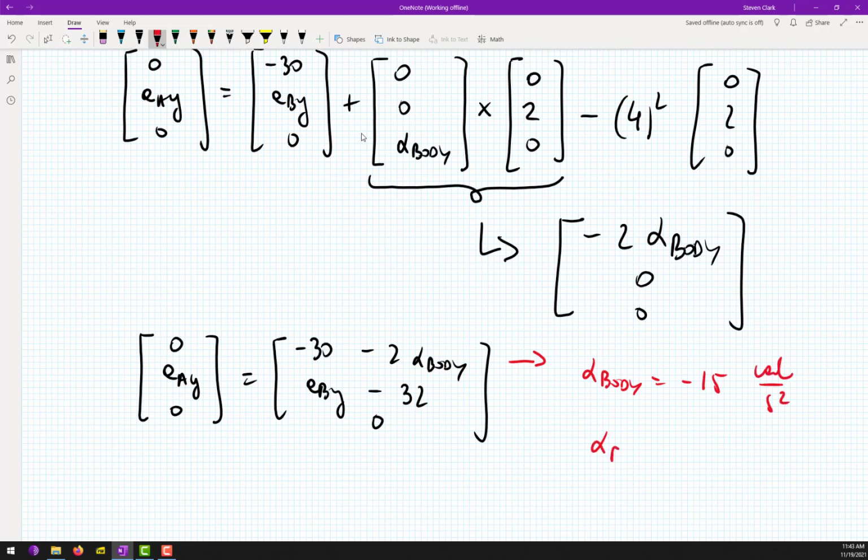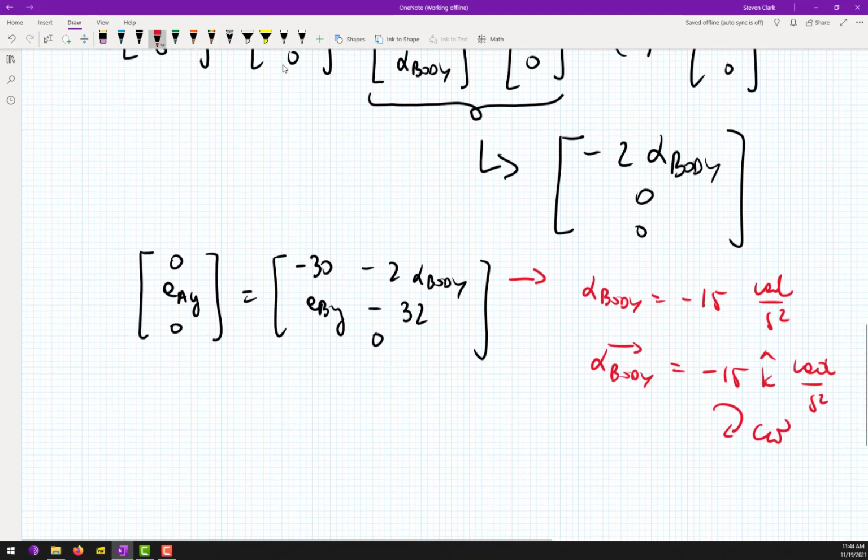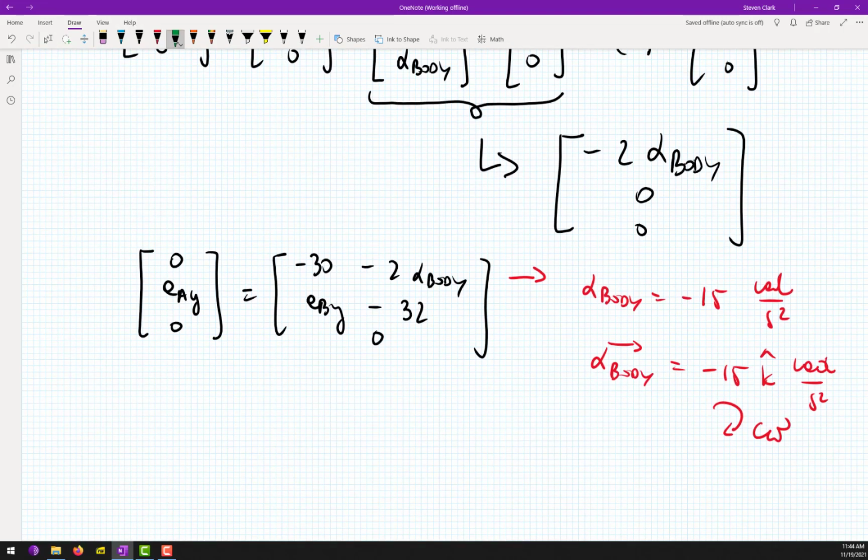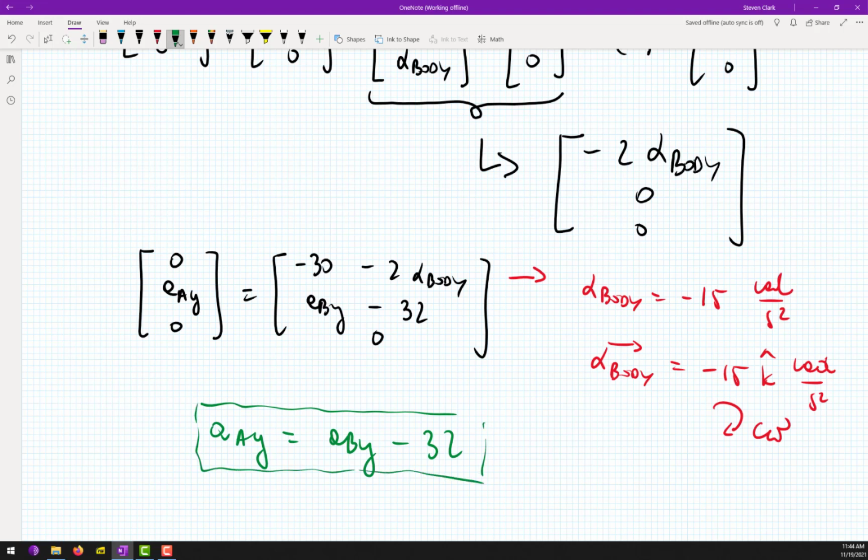So our alpha body vector-wise will be -15 k radians per second squared, clockwise, and that's it. And then we have this expression a_AY is equal to a_BY -32. We cannot squeeze anything else from this right now. Okay, but let's continue.